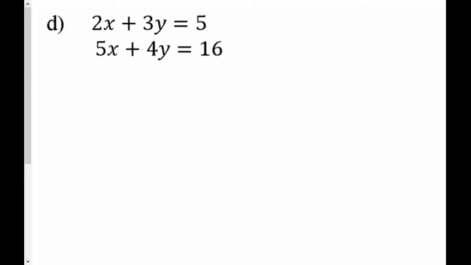Okay. Question D is a little more interesting than B and C, because let's look at the coefficients. I've got 2 and 5. There's no integer that I can multiply 2 by to get 5, and same with 3. Can't multiply 3 by any whole number and get 4. So instead of multiplying one of these by some sort of fraction and getting weird coefficients, I'm going to take a different strategy here, and I'm going to multiply both of them.